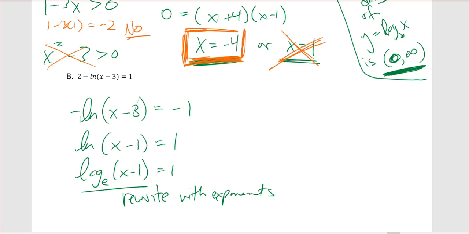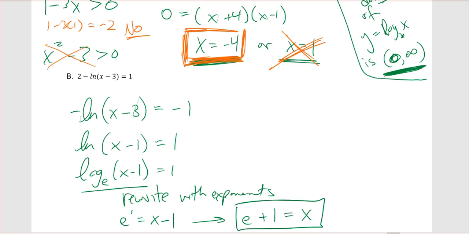Okay, well, this is the power that we raise e to get x minus 1. Well, that means that e to the 1 would have to be x minus 1. And now we're pretty much finished, right? Just add 1 to both sides. So e plus 1 equals x, and there's your solution.